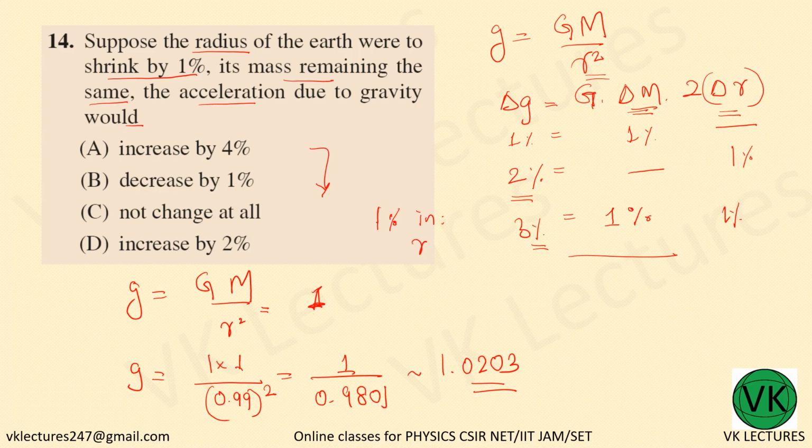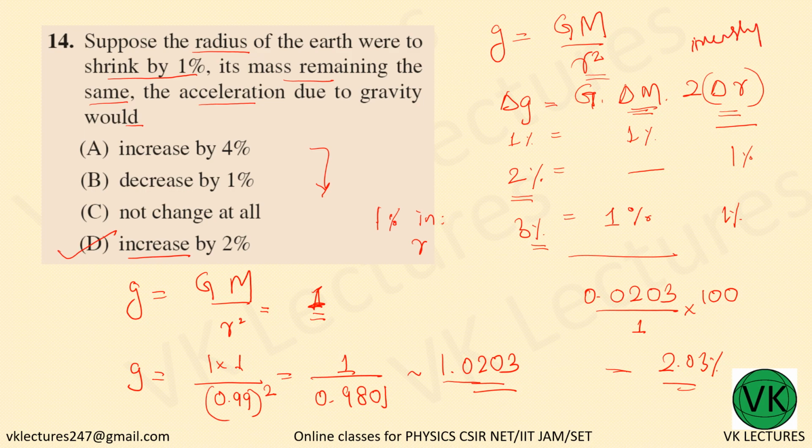Okay, now earlier you had 1, now you have 1.0203. What is the change? 0.0203. This is the change with respect to 1. So what is the percentage change? Just multiply by 100, so it will be 2.03%. So it is increasing by 2%. Now how to say whether it is increasing? Because it is inversely proportional.